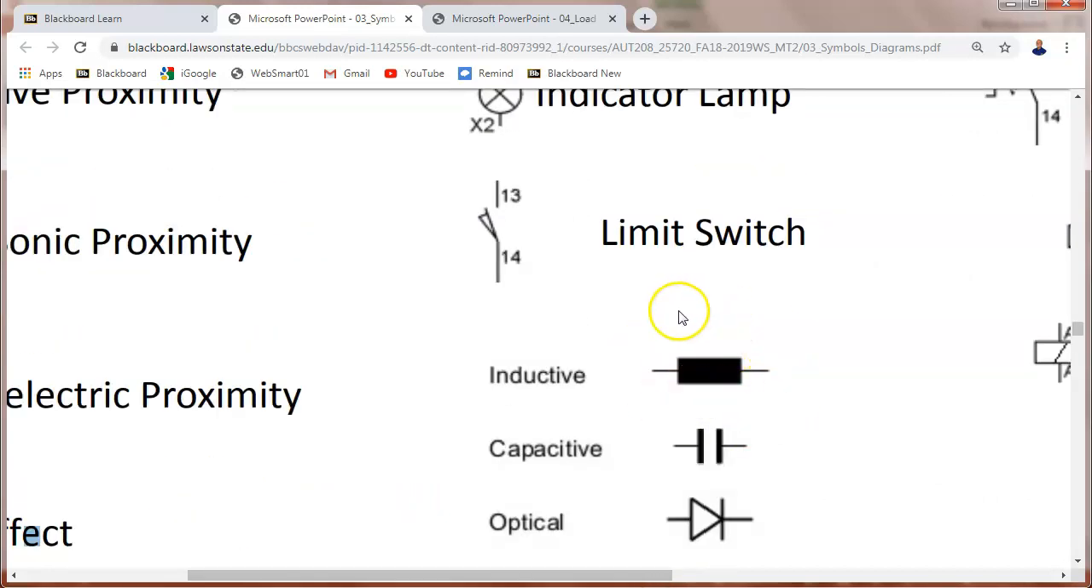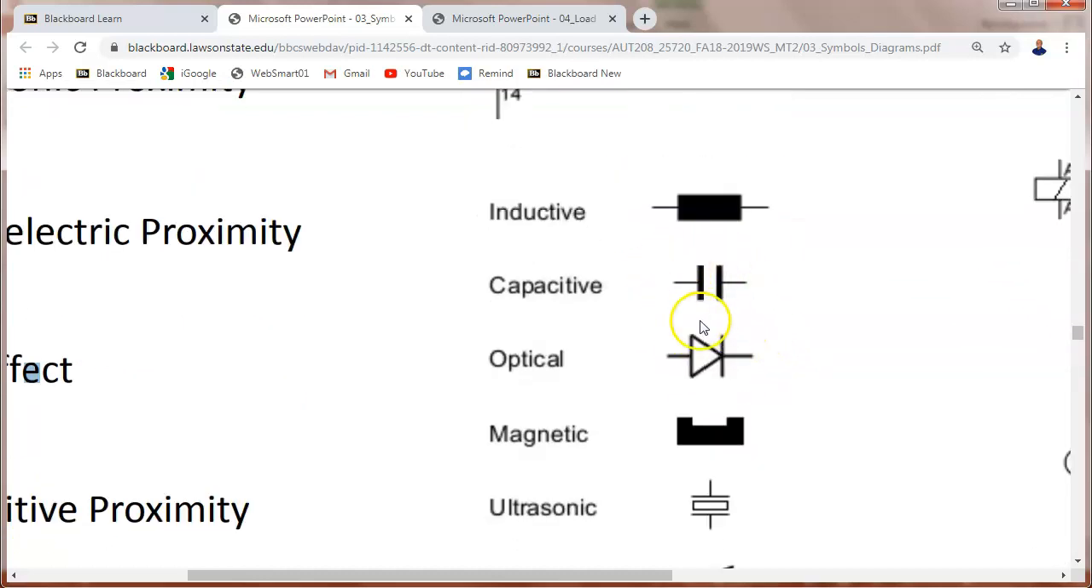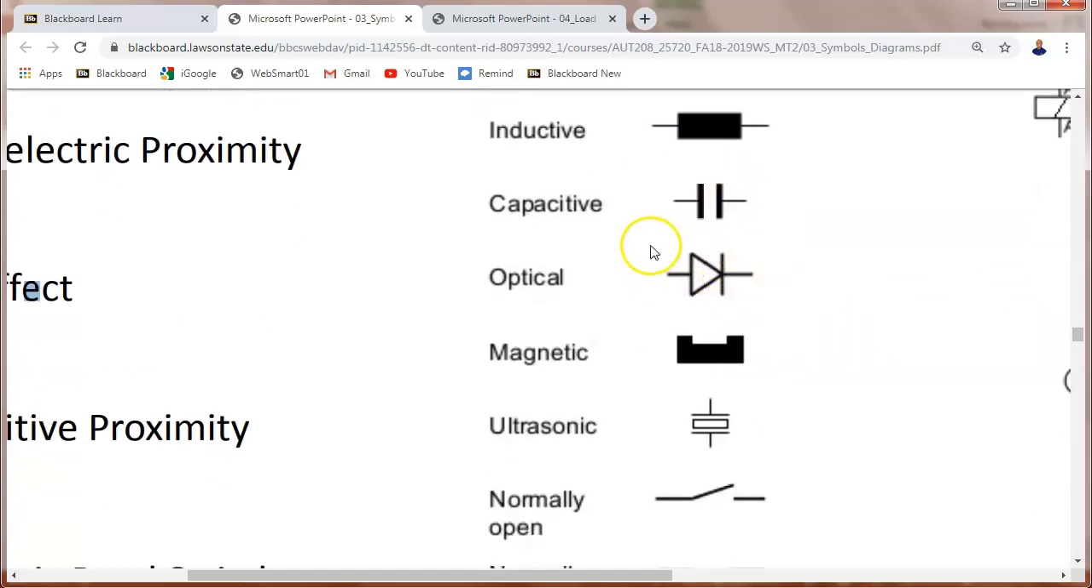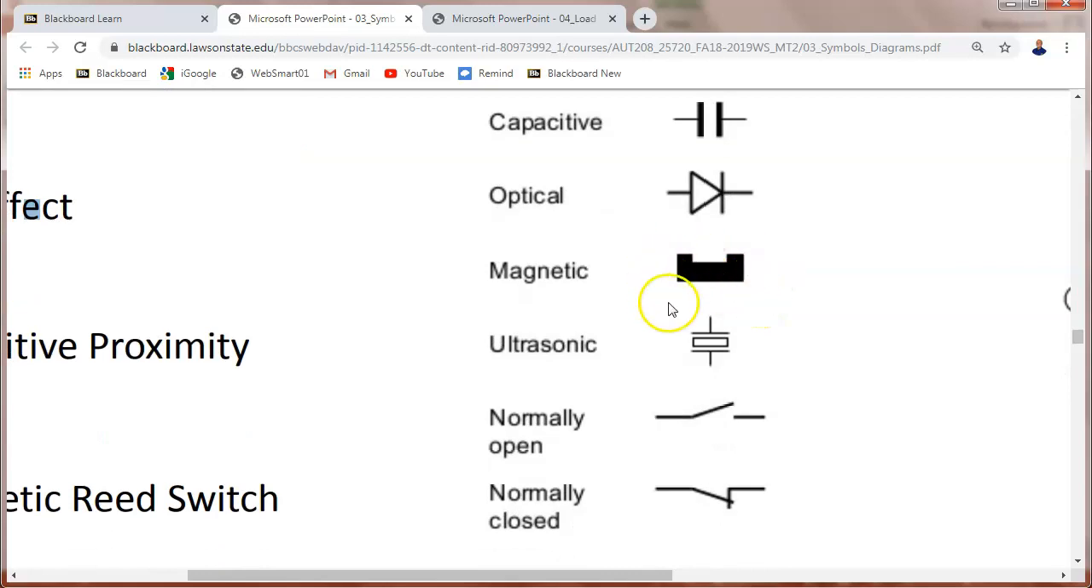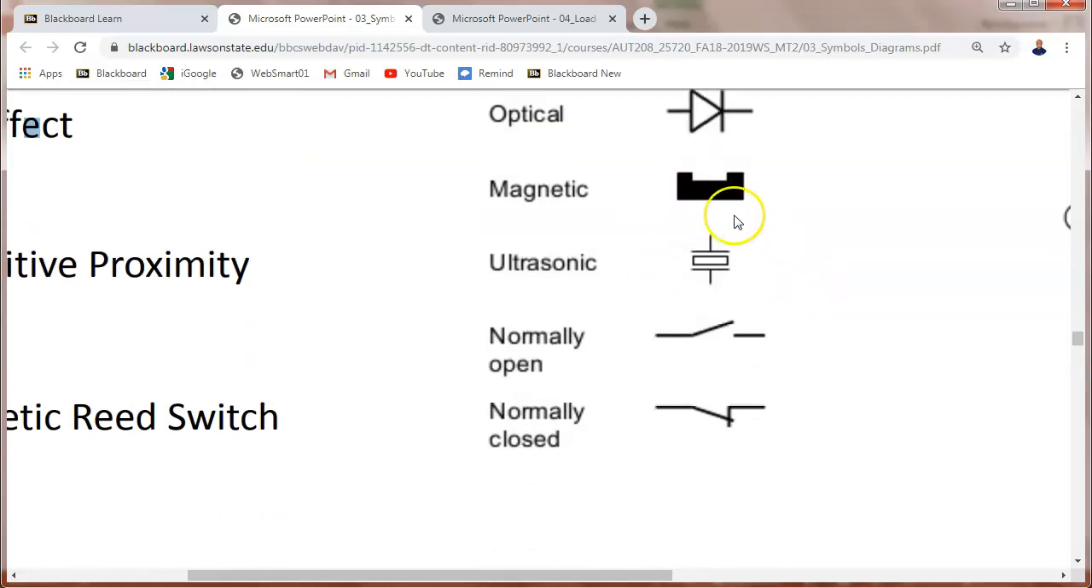So this means what? If we see this, it means it's inductive. We see this, it means it's capacitive. We see this, they usually have arrows pointing out. This usually means optical, or photoelectric. This means magnetic. This is ultrasonic.